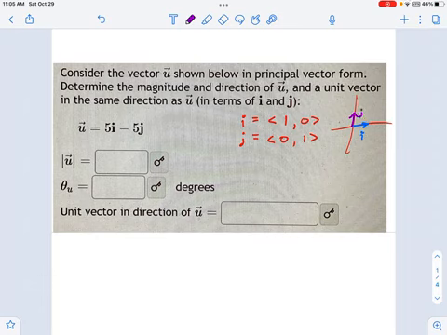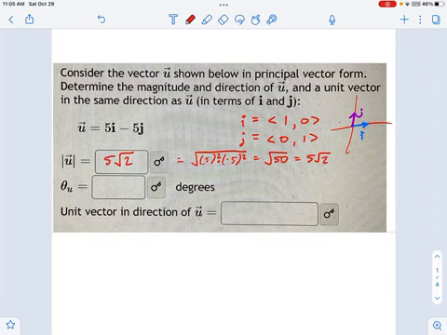So the magnitude is going to be easy to figure out. We're going to use the Pythagorean theorem thing again. Square root of, in this case, the legs of the triangle are 5 and -5. Okay, so I put those together and I get the square root of 50, and if you like, you can write that as 5 square root 2. Okay, I'll simplify it and say 5 square root 2.